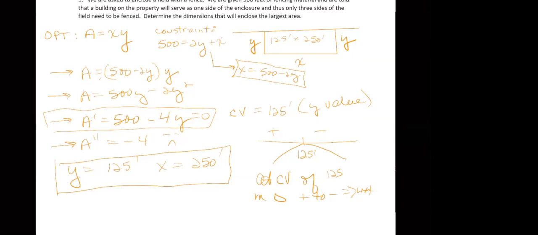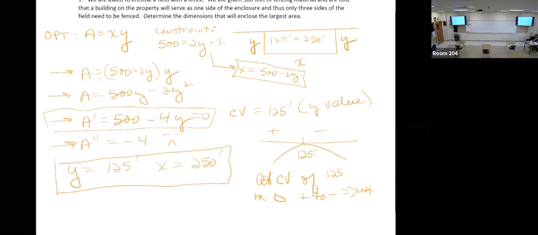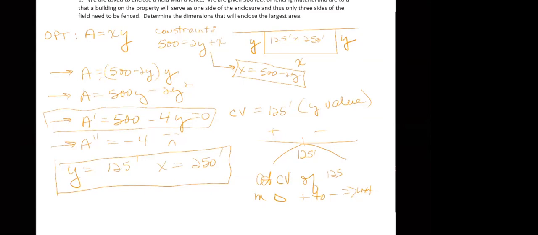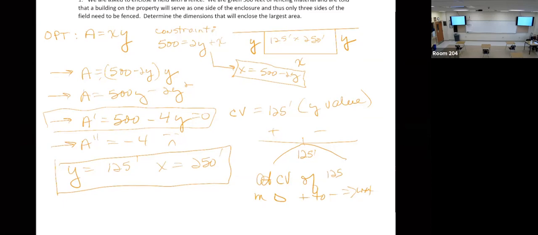Dr. Riley. Go ahead, Jonathan. Yeah, I was just wondering, I did a second derivative test instead of a first derivative test, so would that also work? That's perfect. So let me do that. In a second derivative test, I'm still testing my critical value, 125. And the other thing is your critical value could have been 250 if you were solving for x.